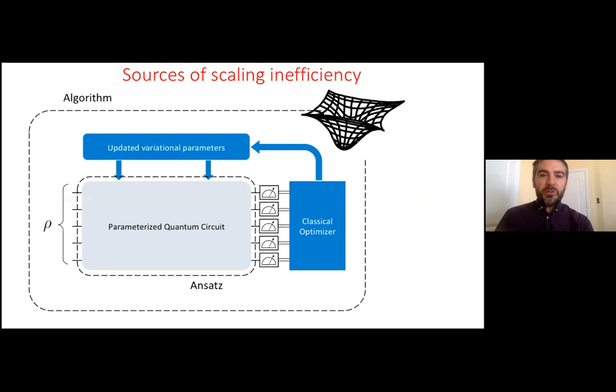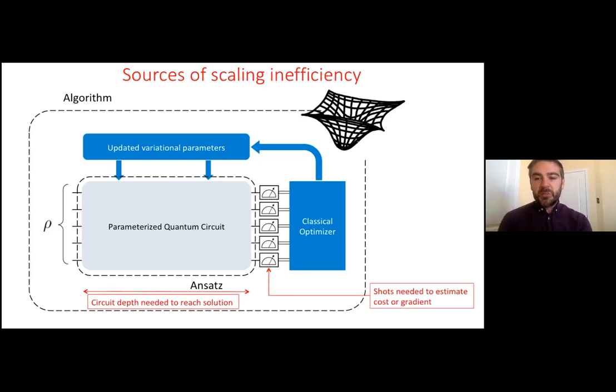If you're trying to identify sources of scaling and efficiency in this paradigm, you might say, well, one source of inefficiency could be how much circuit depth you need to reach a good approximation of a solution that solves the problem. Maybe it turns out that with small circuit depth, you can't find good solutions to your problem. Another question you might ask is, how many shots do you need? How many repetitions of this circuit do you need in order to estimate your cost function or the gradient of your cost function in order to train your parameters?